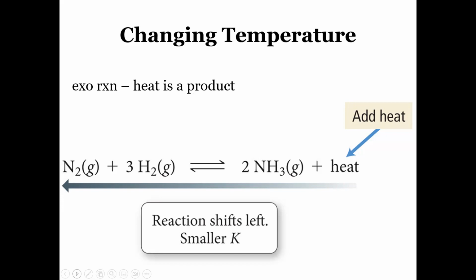And what that's going to do, because temperature can change our K value, the overall reaction shifts left. And because we have less product, remember products are on top of our K equation, it's going to result in a smaller K value. So that's why the K is affected by temperature, because it's changing the amounts of everything.